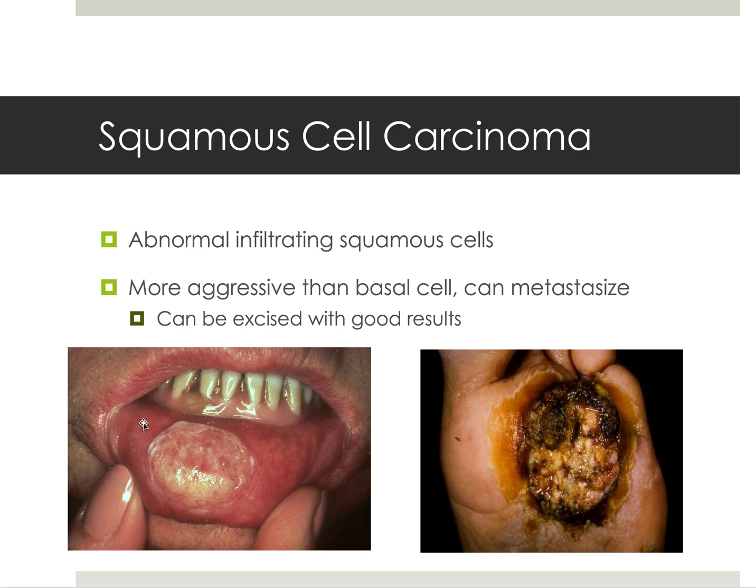And if the patient reverses the behavior, then it has the likelihood to go away and not progress to a cancerous condition. This is a penetrating squamous cell carcinoma on the bottom of a foot. And for those of you who are wondering, how did this get so bad?